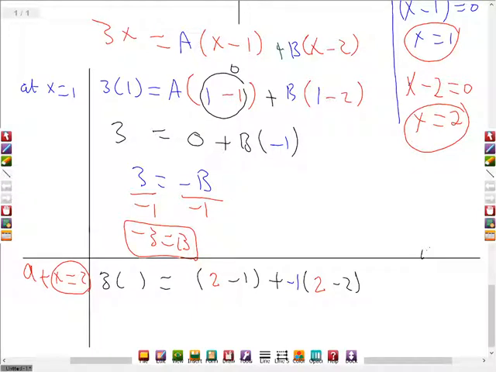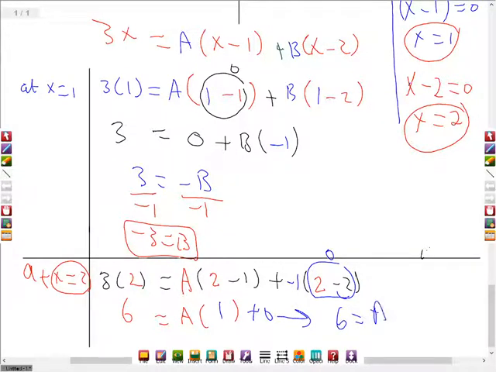B we found as -1 and we need a. What we have here is 2, and this we have 6, and this is a. 2 minus 1 is 1. And 2 minus 2 is what? 0 times anything is 0, plus 0. From this, you say 6 equal a. Good. Then we have a and b.